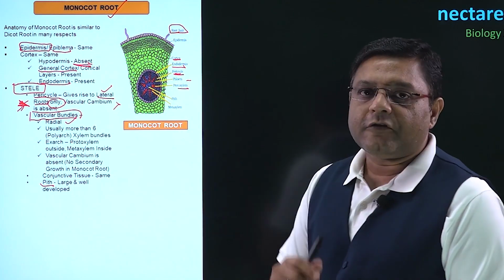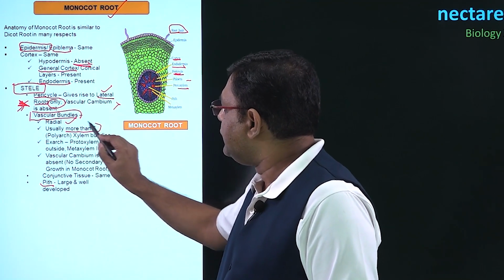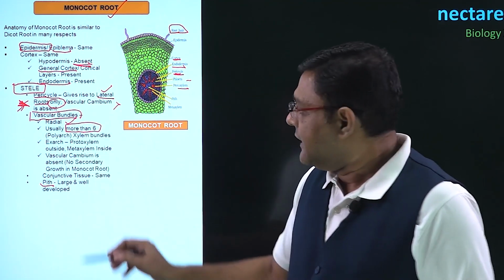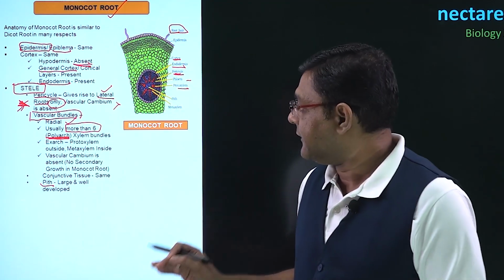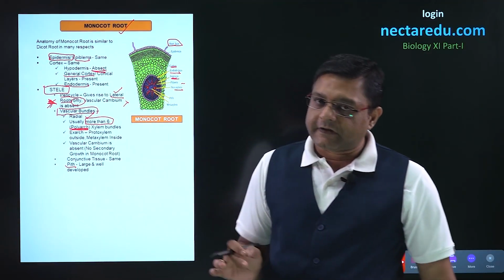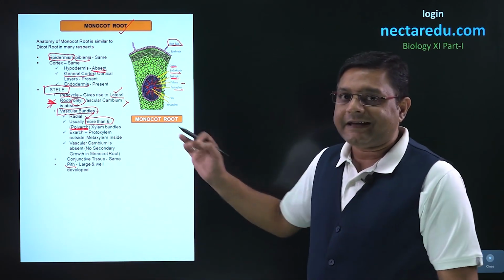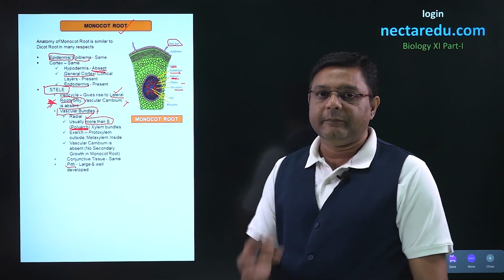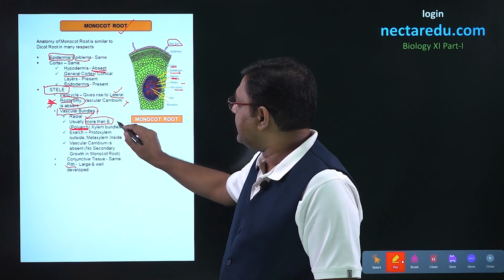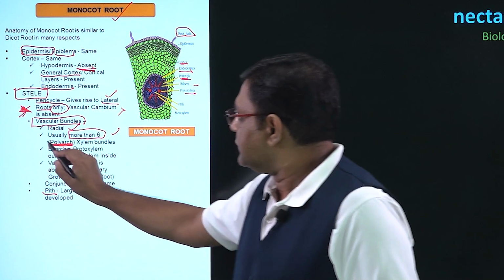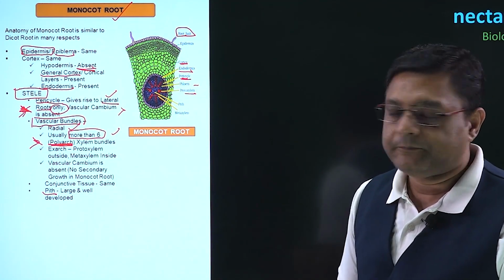Now, in the case of monocot roots, these xylem bundles will be usually more than 6. So, we will say that poly-arc condition is present over here. If we talk of this condition, it was different in the case of dicot roots. In the case of dicot roots, these will be 2 to 4, but in the case of monocot root, these bundles are more than 6. So, this is again a point of difference between dicot root and monocot root.